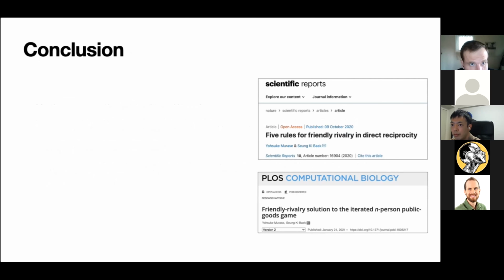To conclude, we found diverse patterns of friendly rivals in memory-3 strategy space by massive computation using a supercomputer. The friendly rivals appear only when the memory length is sufficiently long, namely this novel class of strategies appears only when strategies are sufficiently complex.